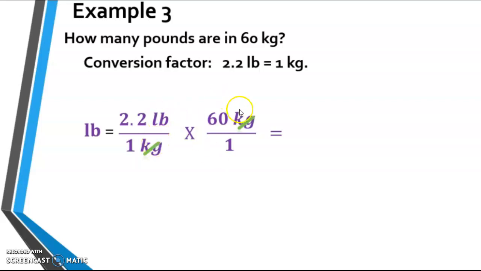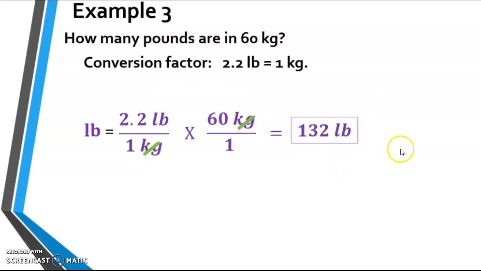So our kilograms cancel, and we're ready to do our math. We can do top times top, bottom times bottom. Well, the bottoms are 1. To multiply by 1, it's still going to be 1. By the time we come over here and divide by 1, it's not going to change anything. So really we just need to do top times top, and we get 132 pounds.